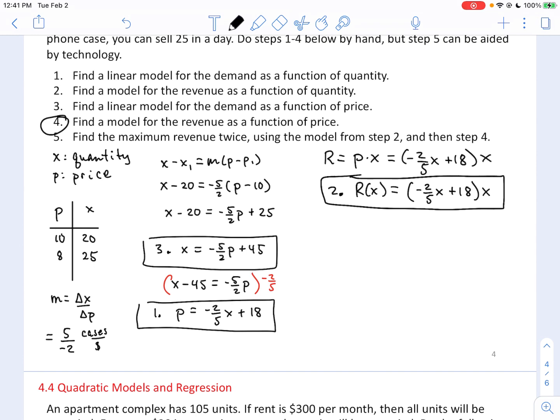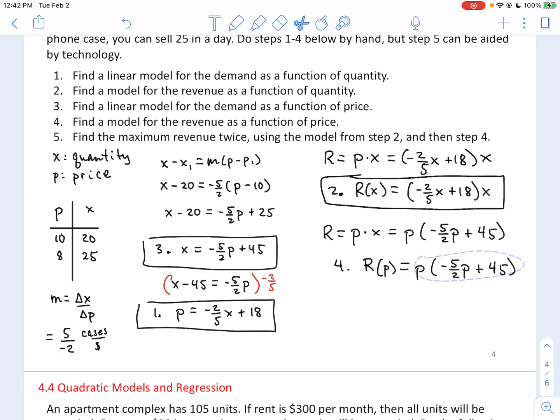Question 4, find a model for the revenue as a function of price. So now I want to start with the same starting point. Revenue is price times quantity, but this time I want only p's on this side, so I want revenue to be a function of price. So I'm going to use what I found in step 3 and replace the x with that expression. This answers question 4: it's revenue as a function of price. And you could distribute the p or you can leave it factored out.